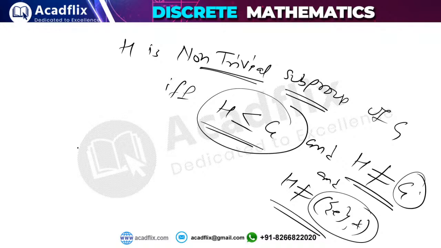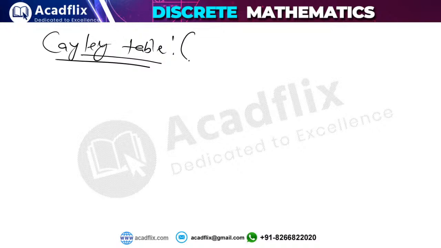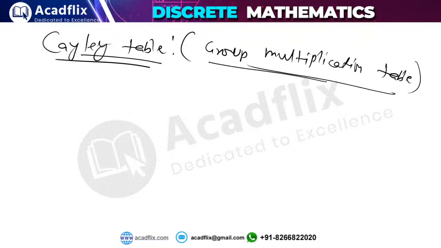Now let's see the next concept, that is the Cayley table. There was a mathematician whose name is Cayley, so we call it the Cayley table, but the other name for this table is the group multiplication table, or you can say group behavior table.